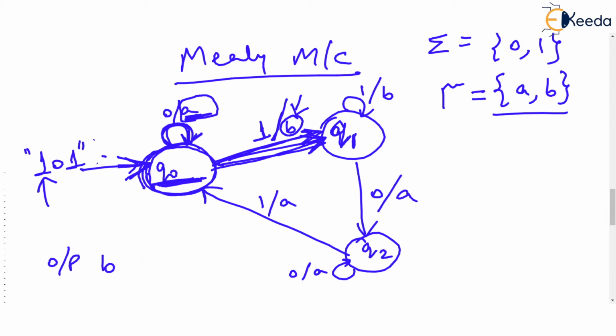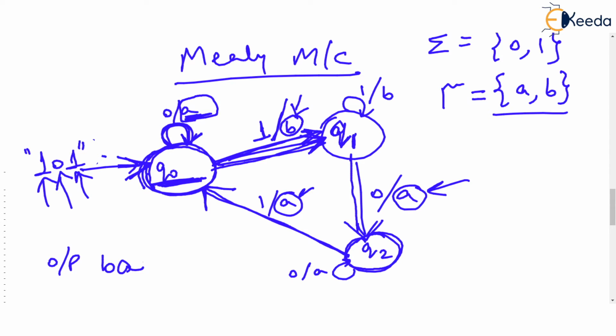We are now in the Q1 state. In Q1, the machine will read 0. On reading 0, the machine will traverse to Q2, but the output produced is A. And the machine is in Q2. Remember, now the machine is in Q2 state. In Q2, the machine will read 1. On reading 1, it goes to Q0, but importantly, on reading 1, it produces output A.